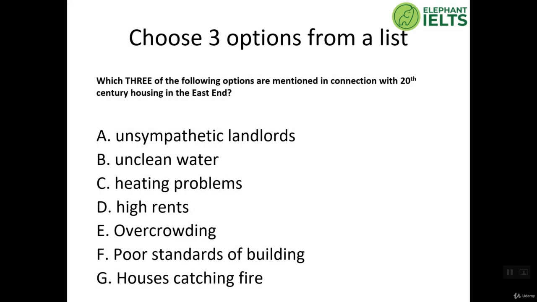Now for the second type of multiple choice questions. In this type of question, you must choose 2, 3, or 4 answers from a longer list. Once again, be careful to read the instructions so you know how many answers you need. Many of the options will contain traps and sound similar, so you must be careful to hear synonyms for all the words, not just one word, which is in the option. Listen to this example. You must choose 3 of the following options which are mentioned in connection with 20th century housing in the East End.